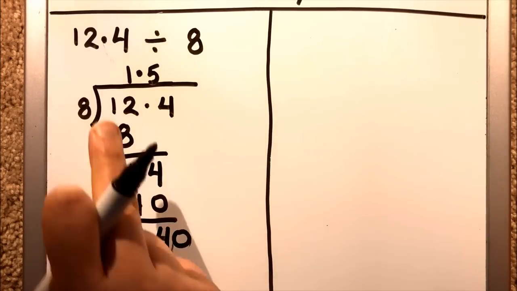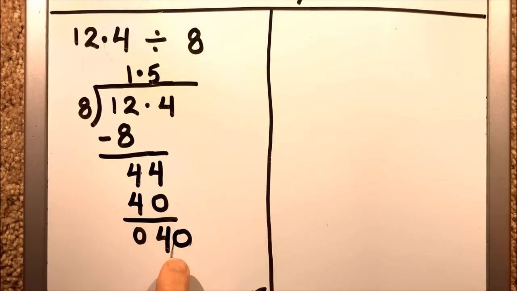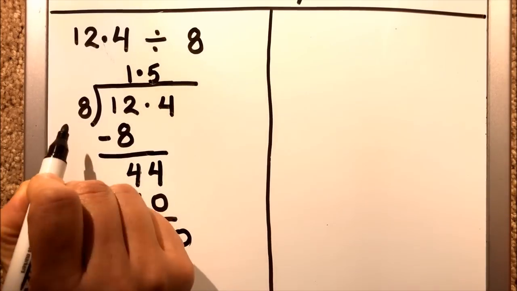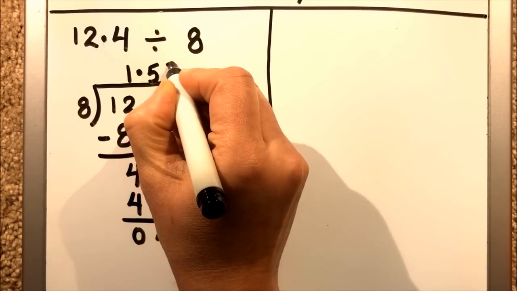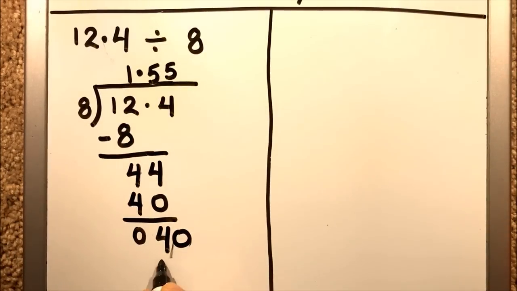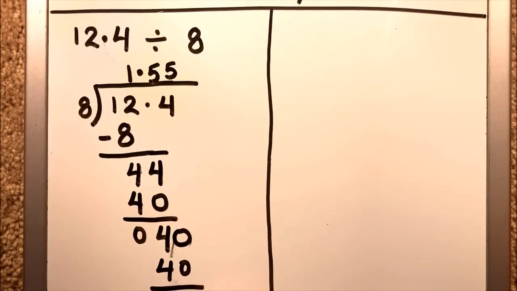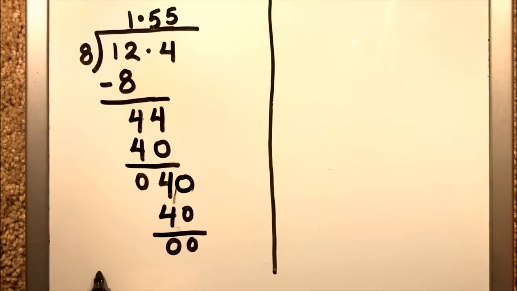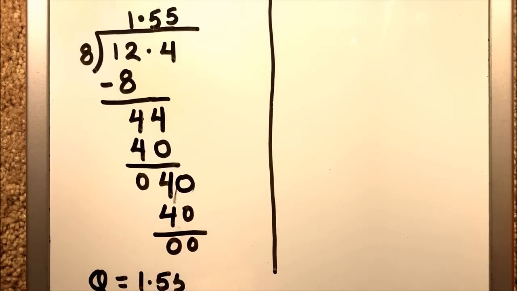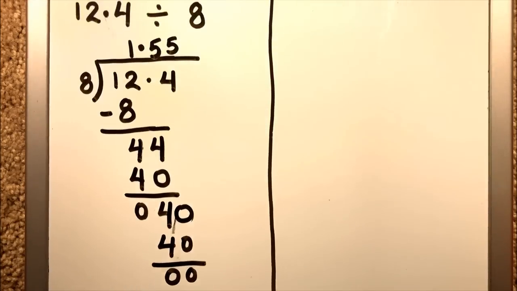So here we are doing decimal division, so we'll put the 0 here, and then we'll count the tables of 8, which is 8 times 5 is 40. So this will be 40, and the remainder is 0. So our quotient is 1.55. Let's take another example.